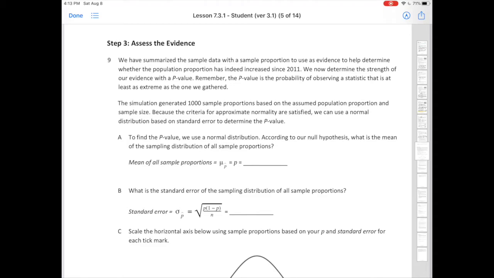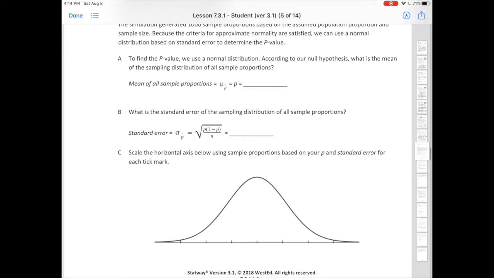Because the criteria for approximate normality are satisfied, we can use a normal distribution based on standard error to determine the p-value. So just to touch base here, we did just use that simulation, but we don't need the simulation. Remember, when you have a normal distribution, you can find the exact answer by using your calculator. Okay, so that's what we're going to be doing. So to find the p-value, we use a normal distribution, and according to our null hypothesis, what is the mean of the sampling distribution? So we know that the mean is just going to be p, which is 0.41.